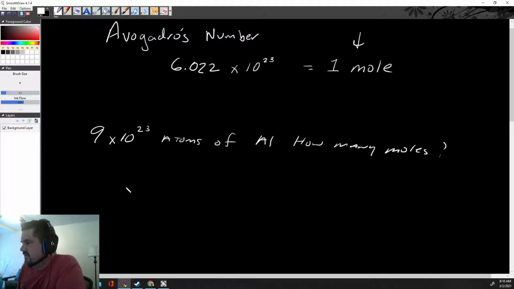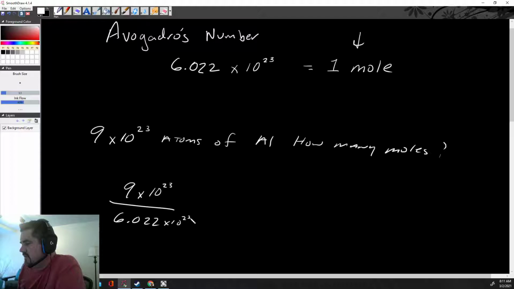So how do you convert this? What you do is you take how many atoms you have of something. Oops, that's 23rd, let me erase that. So we have this many atoms, or particles or molecules, whatever you want to say. If we divide it by Avogadro's number, this will tell us how many moles we have. It's just as simple as that, really.